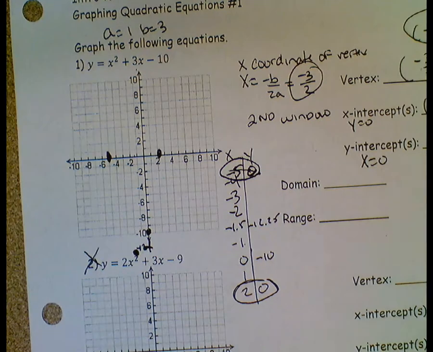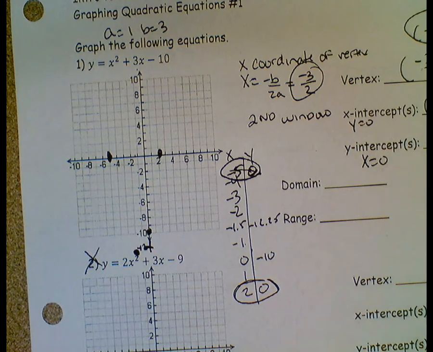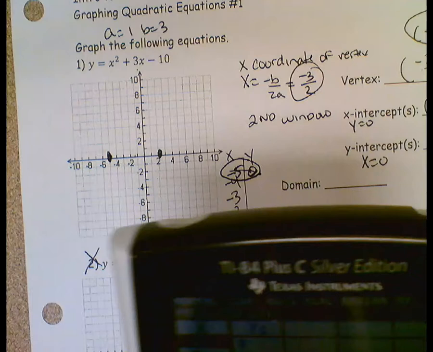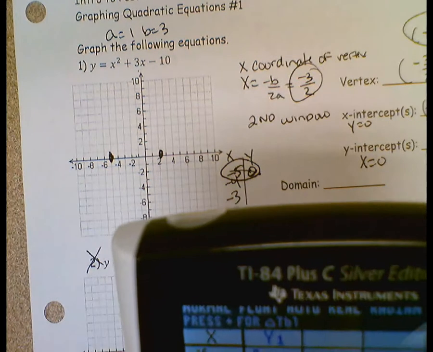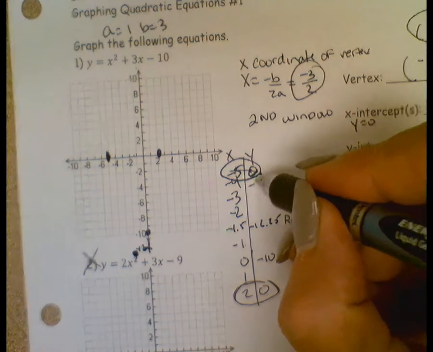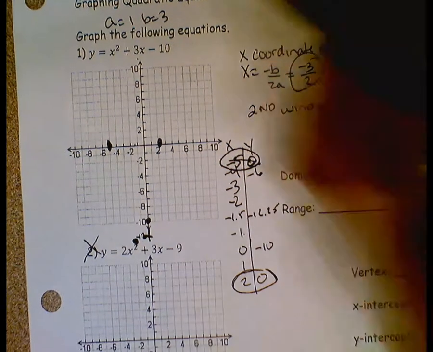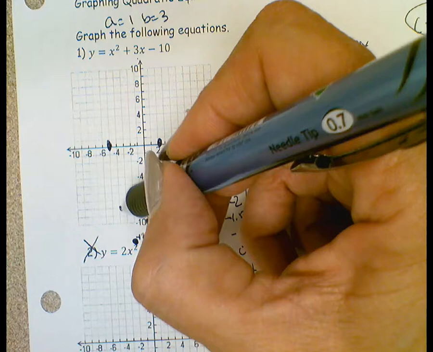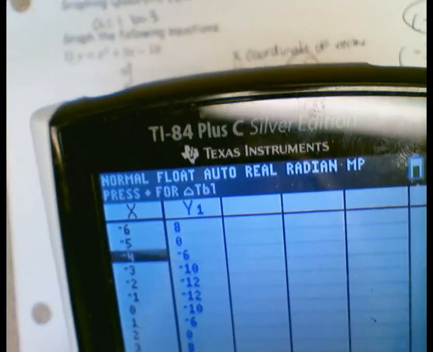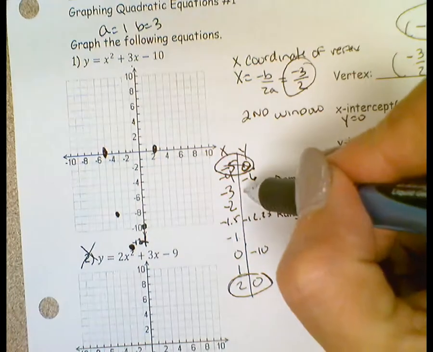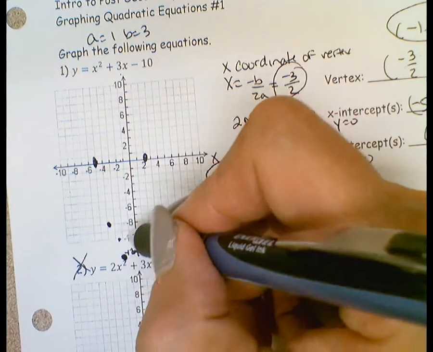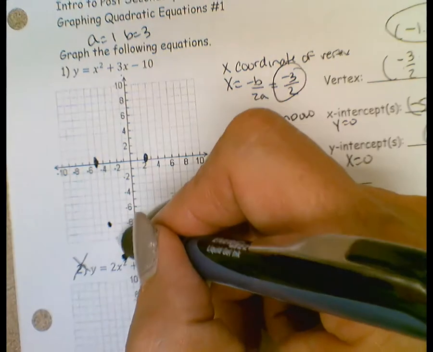So from this point on, I've got all my important numbers. I'm just going to fill the rest in with some numbers from the t-table. So let's go back to the t-table. Negative 4 was negative 6. I think that's graphable, right? Negative 4, negative 6. Let's plot that. Negative 4, negative 6 is a point. Negative 3, negative 10. That's important, right? Because it's right across from the other one. Negative 3, negative 10, right there.